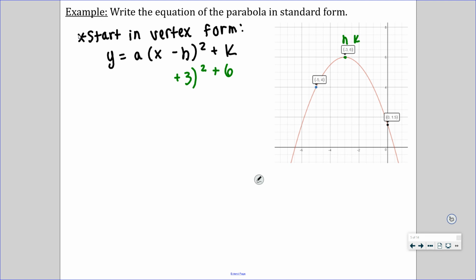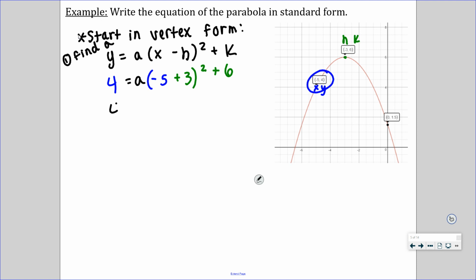So we actually have to solve for a. We don't know what it is. Could this be stretched out a little bit? It looks a little wider than a normal parabola. We don't know what it is, but what we're going to do is plug in another one of these points. I just picked this point. Plug it in for x and y. Then we can solve for a. If I pick that point, you can pick that point if you want, x is -5, y is 4. So your first step: start in vertex form, find a. Solve for a.